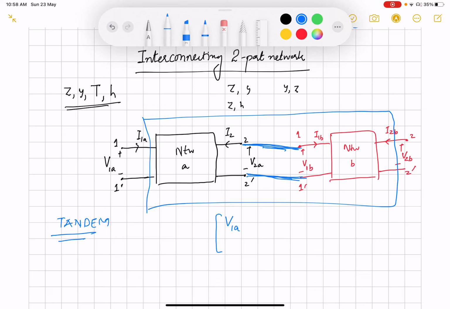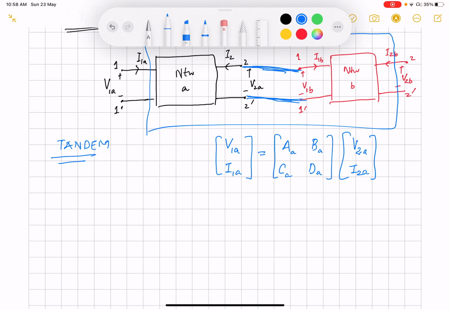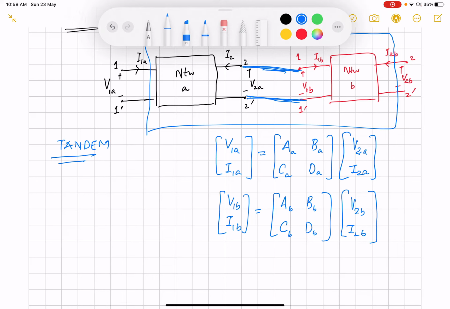V1A and I1A, we write down in terms of the ABCD parameters: AA, BA, CA, DA. This is for network A, where we have V2A and I2A. We already know that the sending end voltages and currents are described in terms of receiving end voltages like this. In a similar way, we can write down for network B: V1B, I1B equal to AB, BB, CB, DB, and we have V2B and I2B here.